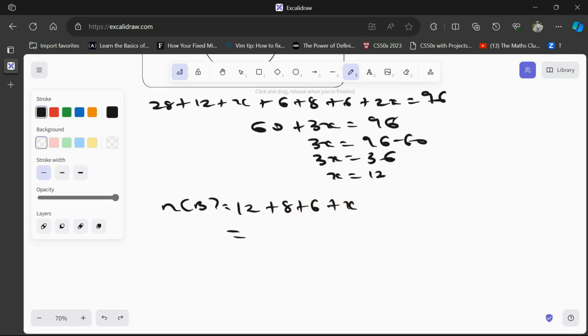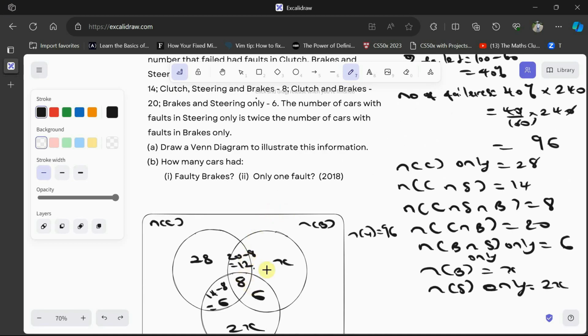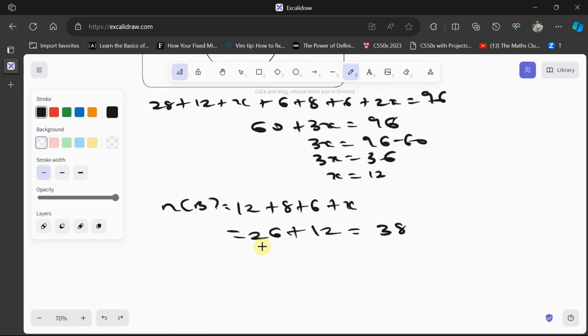If I do that, 12 plus 8 is 20. 20 plus 6 is 26. Plus our x, which is 12, will give me 38. So by the time I added 12 plus 8 plus 6 plus the x that we got, the number of people that had faulty brakes is 38.